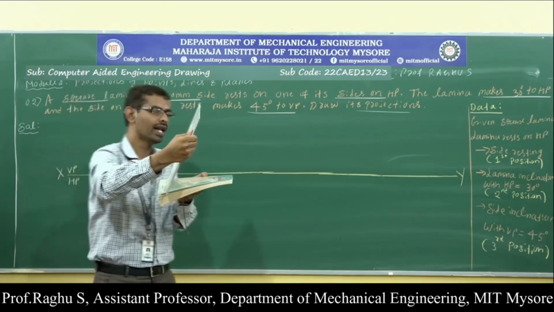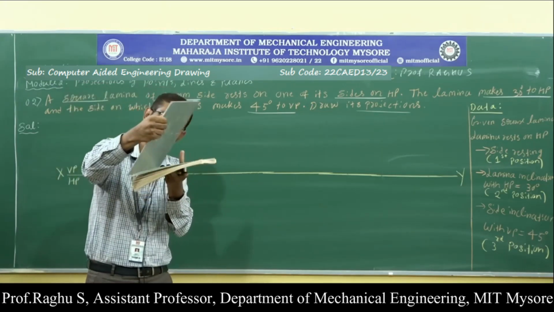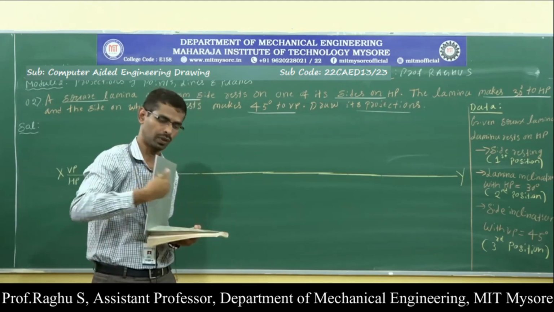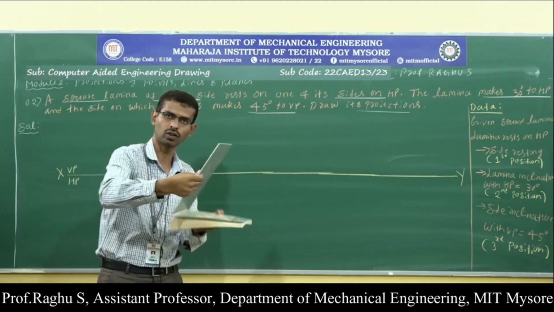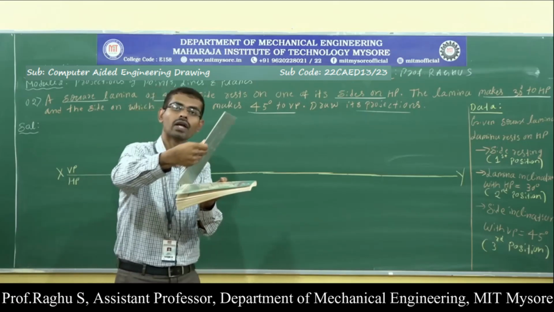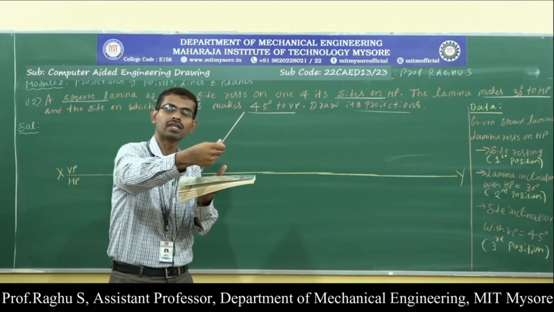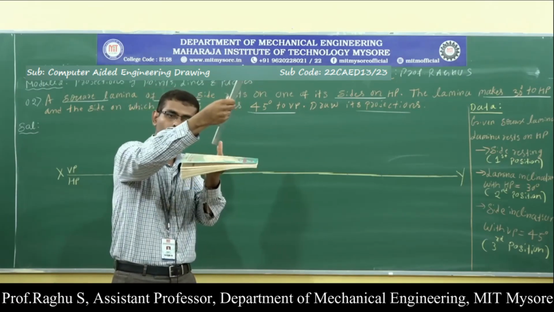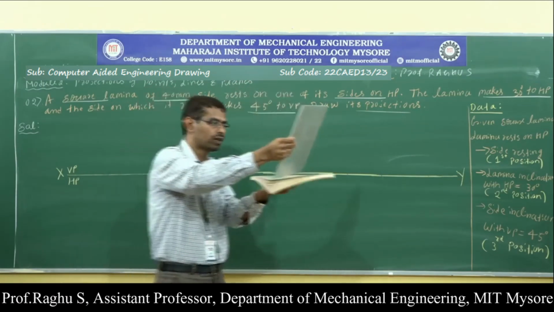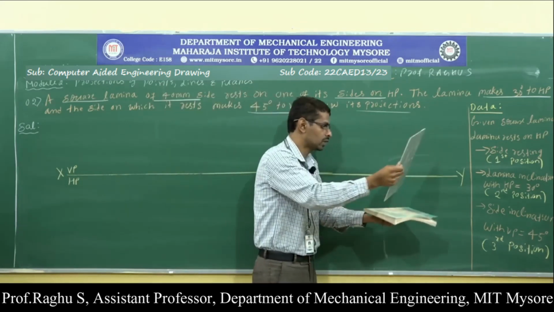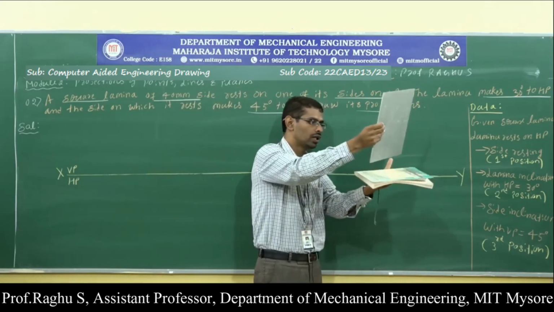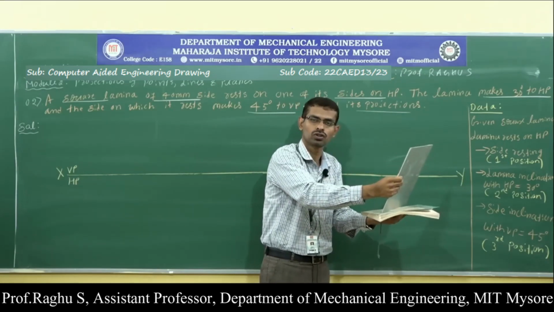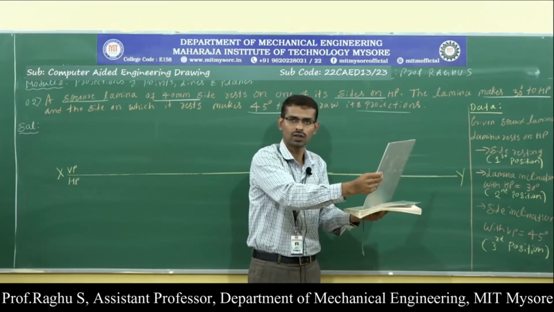Next, the lamina makes 30 degrees with respect to HP. So this is the 30 degree inclination with respect to HP. Next, the side on which it rests is inclined 45 degrees with respect to VP, meaning this side is inclined 45 degrees with respect to VP. So this is the actual position. In this position, I am supposed to draw the top view and front view.